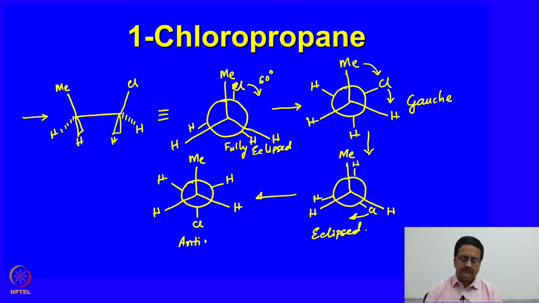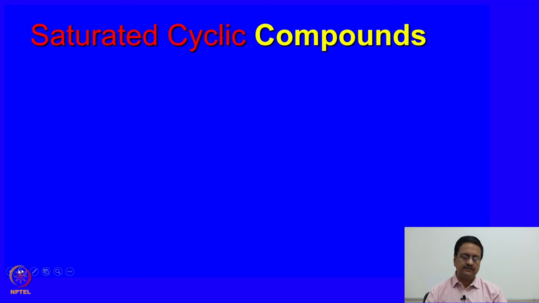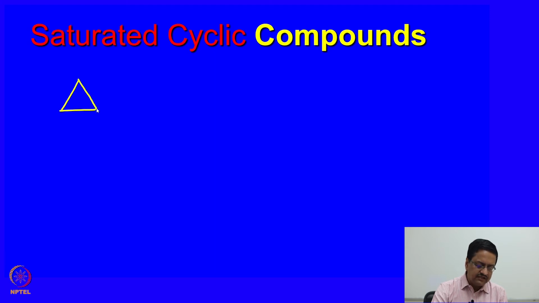I'd like to request you to go through the previous slide and then try to draw the potential energy diagram for this particular molecule considering various interaction energies from a textbook. So with this brief introduction to the acyclic molecules and their conformations, I'd like to discuss now the saturated cyclic compounds and their conformations. The first cyclic compound that one can think of is cyclopropane, which has 3 carbon atoms and 6 hydrogens.